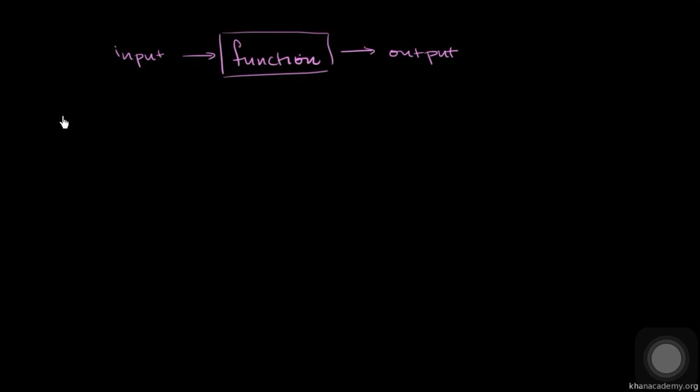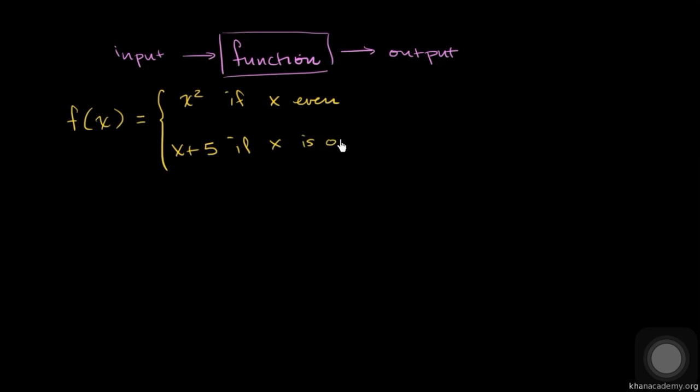So I could have something like f of x, and x tends to be the variable most used for an input into the function, and f tends to be the most used name for a function, but we'll see that you can use others. But we could have f of x is equal to, let's say, x squared if x is even, and let's say it is equal to x plus 5 if x is odd.